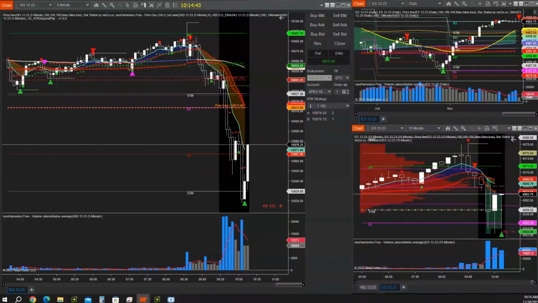And look at this thing go. The 20 EMA is way up here. It went to the 8. I'm happy, though, with my trade. I'm not worried about it.